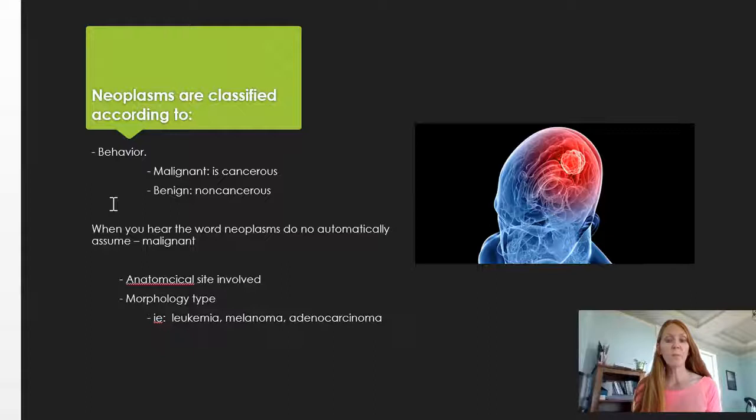So when we're coding, we need to know the anatomical site and behavior. So where is the tumor or the neoplasm growing? And then we need to know the histology or the morphology, the kind of tumor that's growing, the kind of neoplasm that's growing, like leukemia or melanoma, adenocarcinoma.